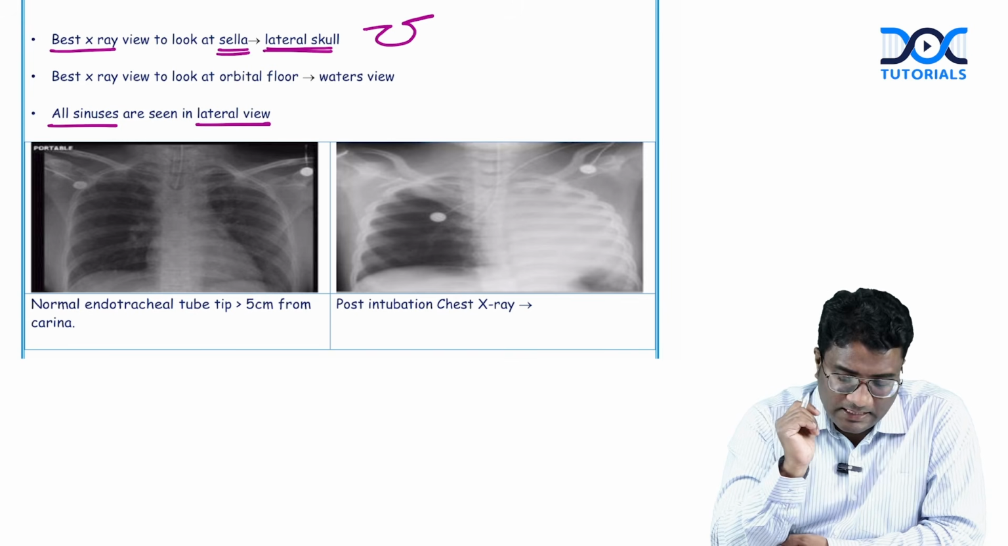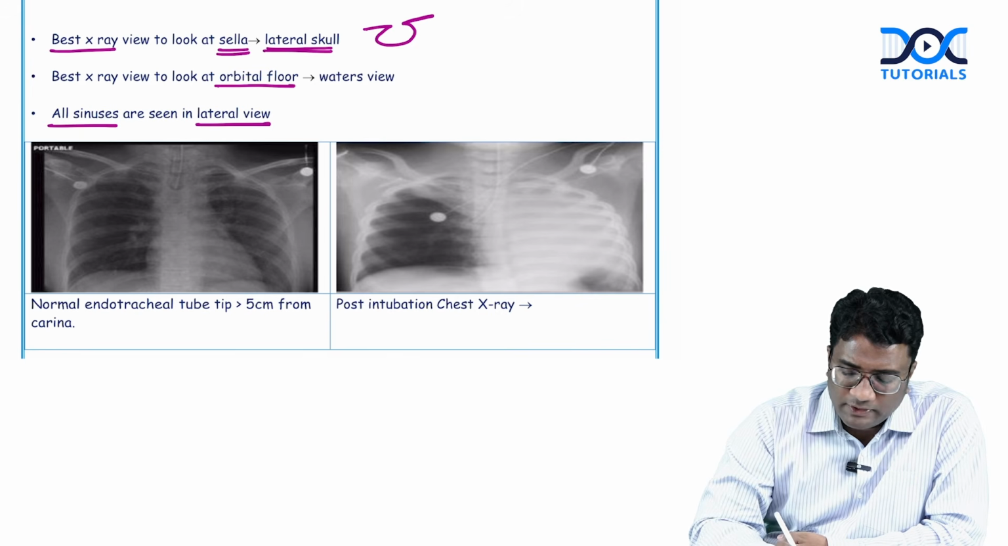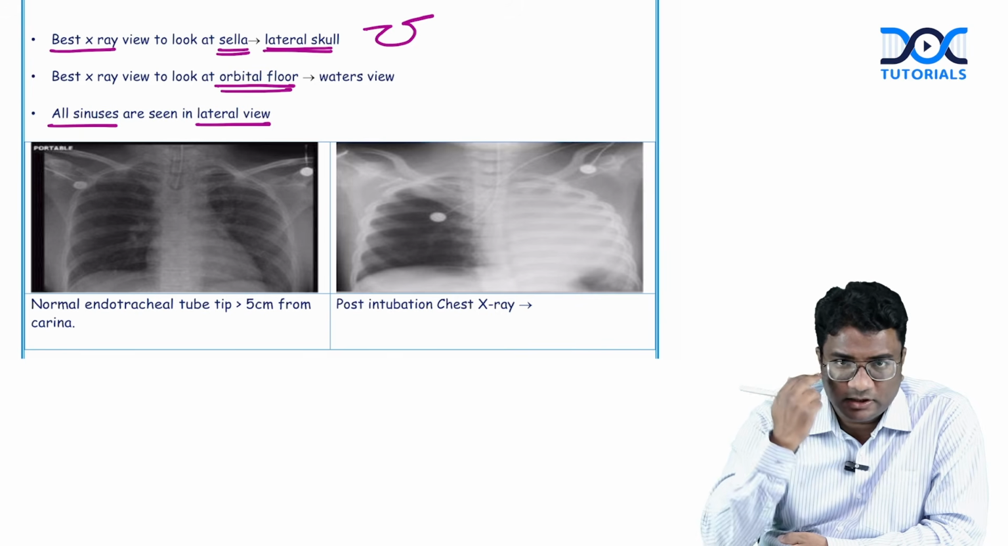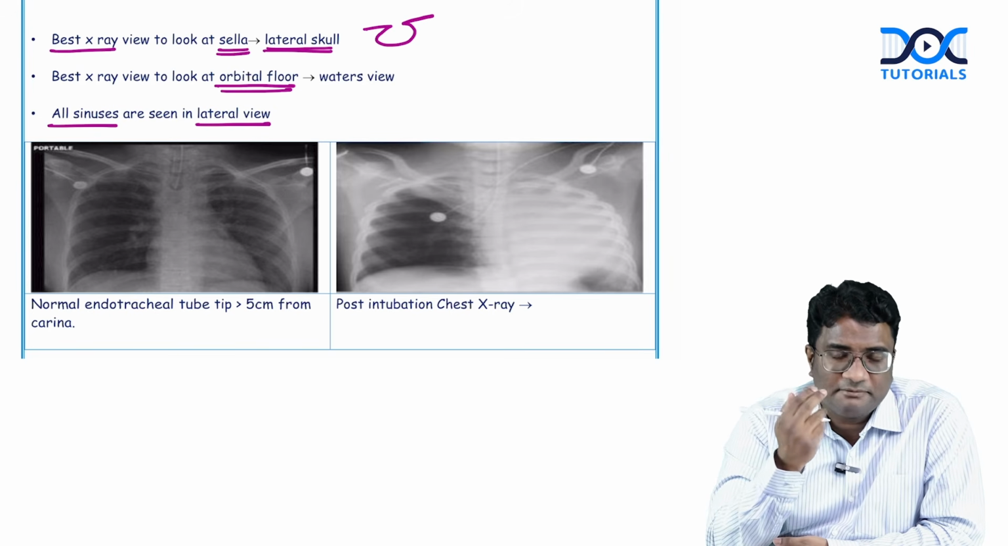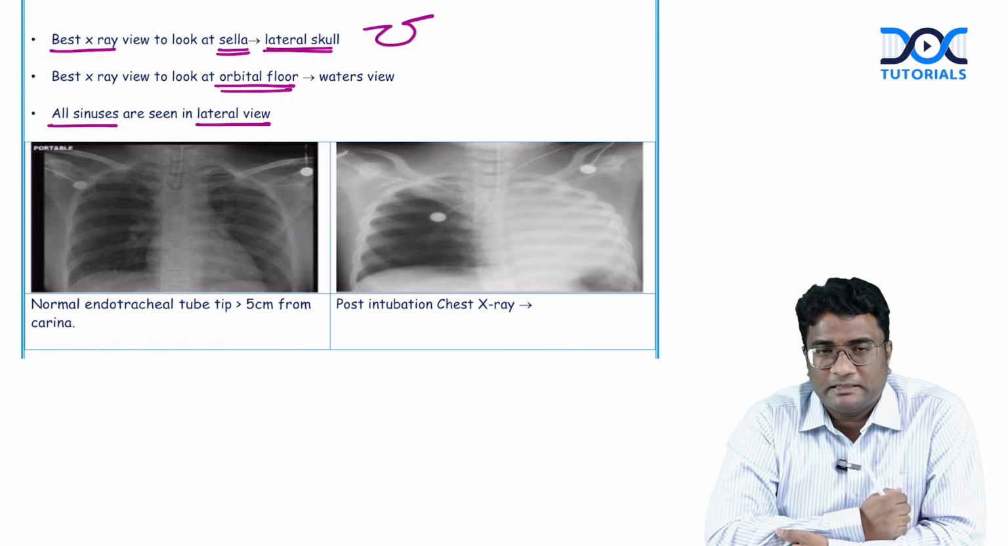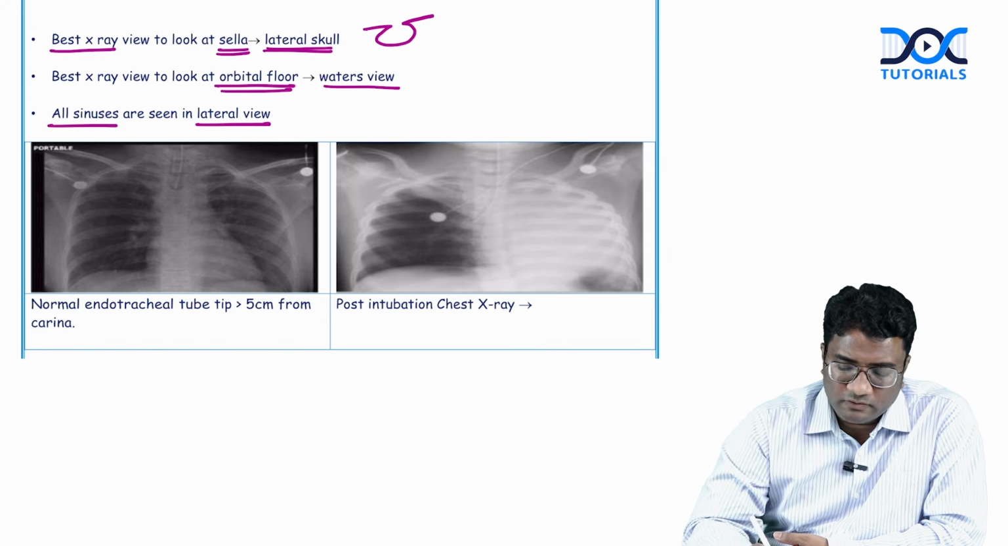And the best X-ray to look at orbital floor: we discussed the orbital floor fractures, the teardrop fracture, the content hanging into the maxillary sinus. And the maxillary sinus is seen by Waters view. Orbital floor is also seen by the Waters view. So remember Waters view for orbital floor.